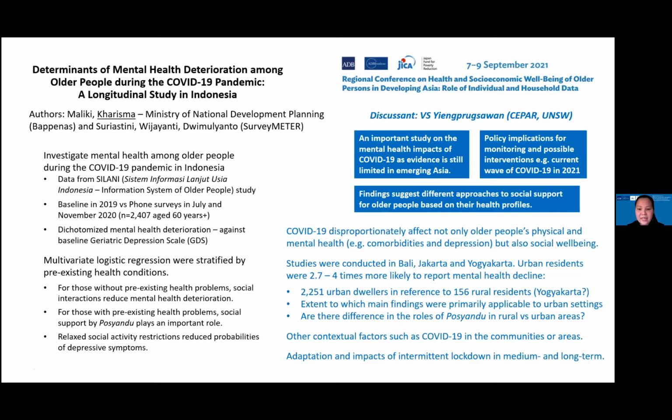And lastly, looking forward in terms of adaptation and the impacts of this intermittent lockdown. Your study looks at the 6-month, last-year period, but I'm wondering how the social support and mechanisms change as time goes by. What would you anticipate with the older person's adaptation and how the policy changes as well? So that's my main point, but thank you very much for your presentation.